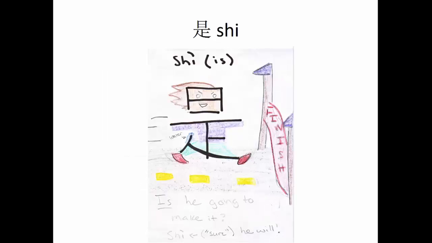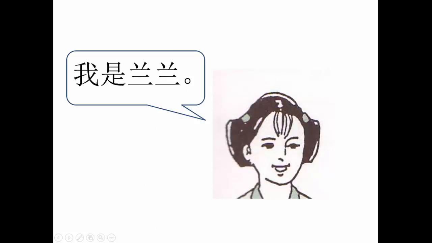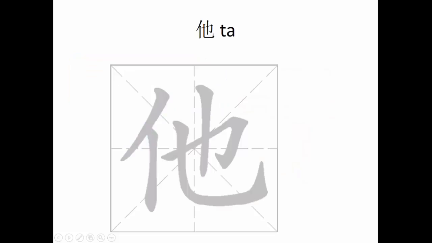Here is an illustration a past student has done for 是, as a person running a race. Is he going to finish? 是, he will. Now that you know these characters, you can read this sentence from our textbook. 我是蓝蓝. The next character is 他, he.